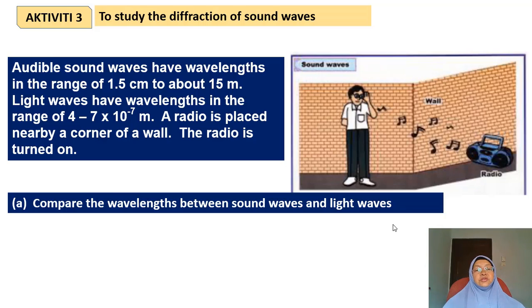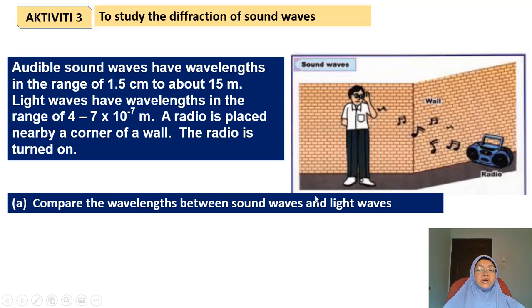Now activity 3. We are going to study the diffraction of sound wave. Audible sound waves have wavelengths in the range of 1.5 cm to about 50 meters. Light waves have wavelengths in the range of 4 to 7 times 10 to the minus 7 meter. A radio is placed nearby a corner of a wall. The radio is turned on. This is the wall, this is the radio, and this is the boy going to. He cannot see the radio, but he can hear the sound from the radio.